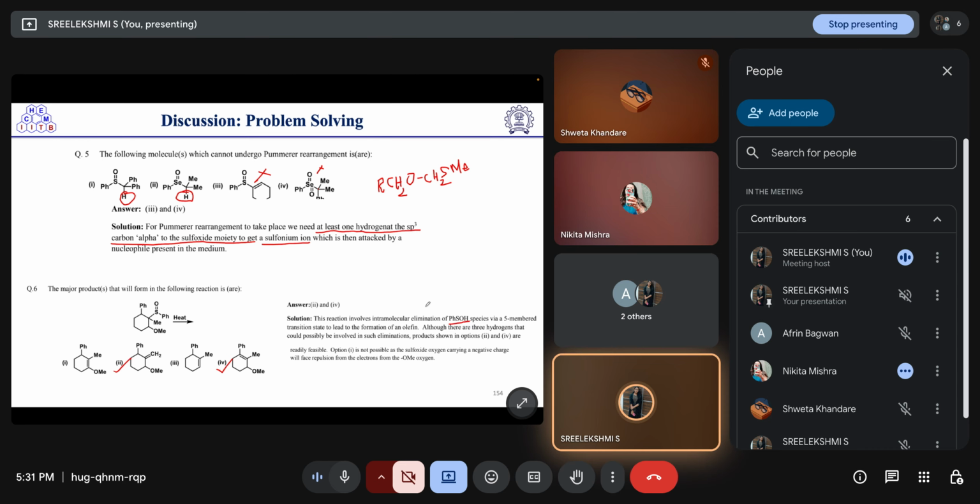Yeah, so the first thing you have to do for this type of question is eliminate the options which are not at all possible.